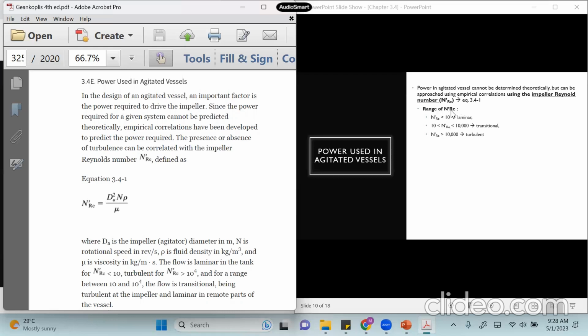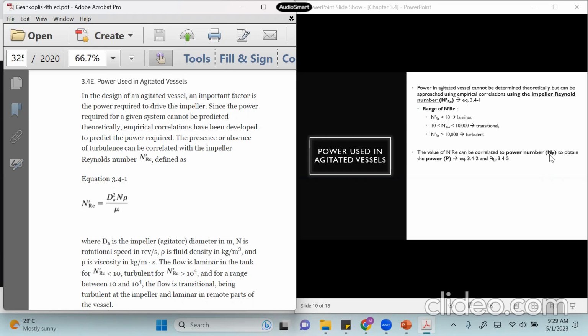The range of the NRE accent: laminar is when NRE accent is less than 10. Turbulent is when NRE accent is higher than 10,000. In between is transitional. So again it's a different number compared to the fluidized bed NRE, packed bed NRE, and also the common NRE. You have to pay attention to this. Now, the value of this NRE accent can be correlated to the power number, the power number of the agitator.